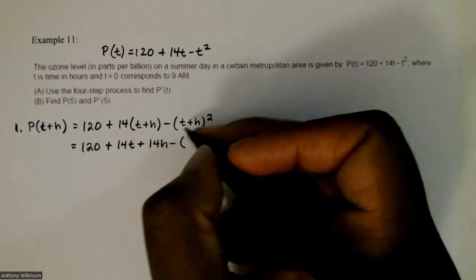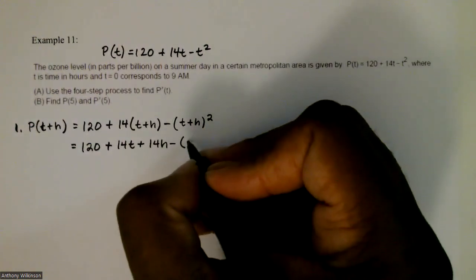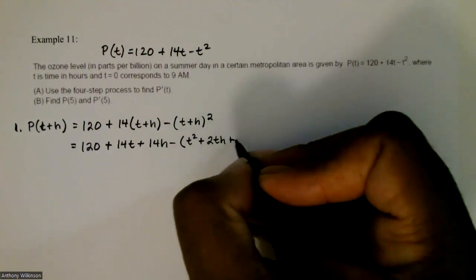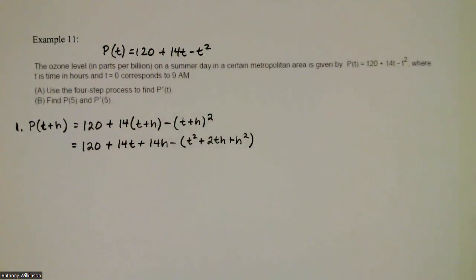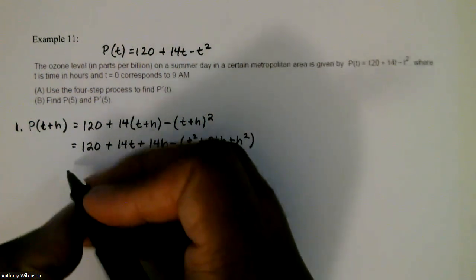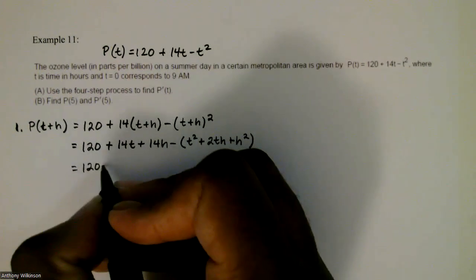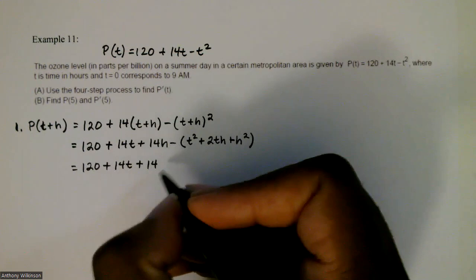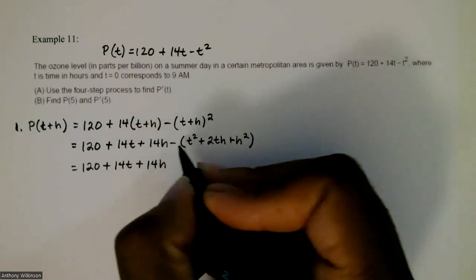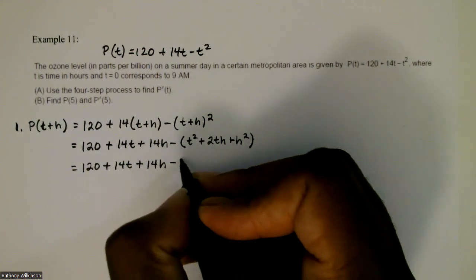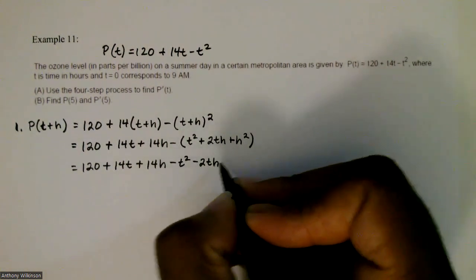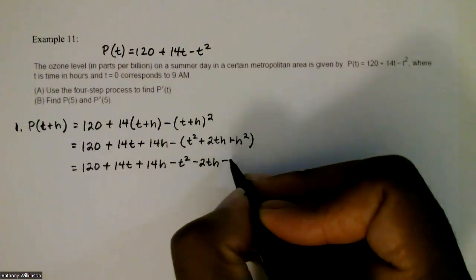Now that T plus H, that's just like X plus H. It will simplify as T squared plus 2TH plus H squared. So here I got 120 plus 14T plus 14H. The minus sign will make the T squared a minus T squared. Minus sign makes a plus 2TH minus 2TH. And then the minus will make the plus H squared minus H squared.